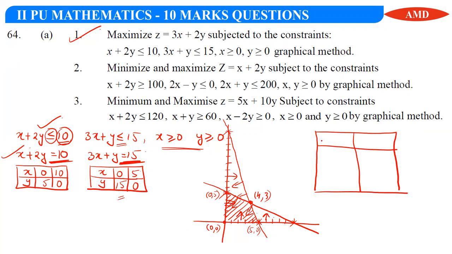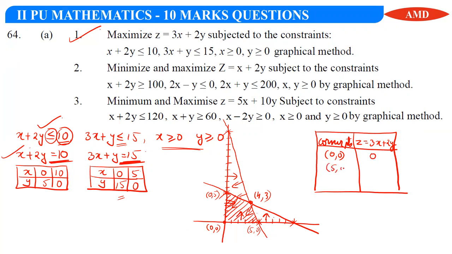In the first column, we will list out all the corner points. In the second one, I'm going to write the objective function, that is z equal to 3x plus 2y. The first corner point is 0, 0. At 0, 0, the objective function z takes the value 0 itself.